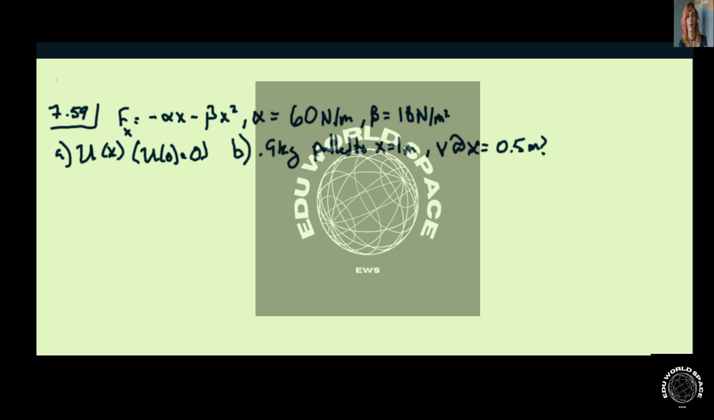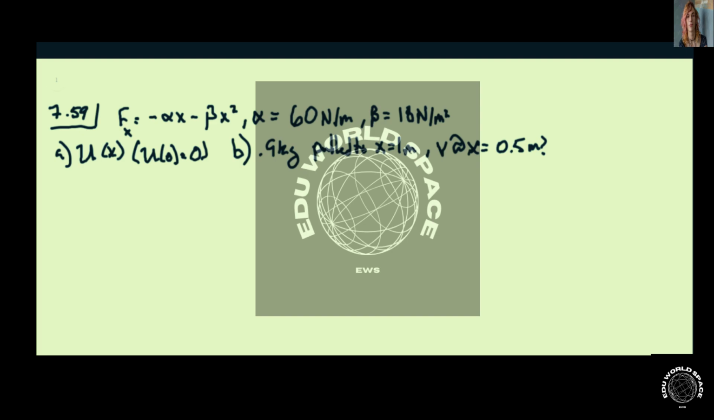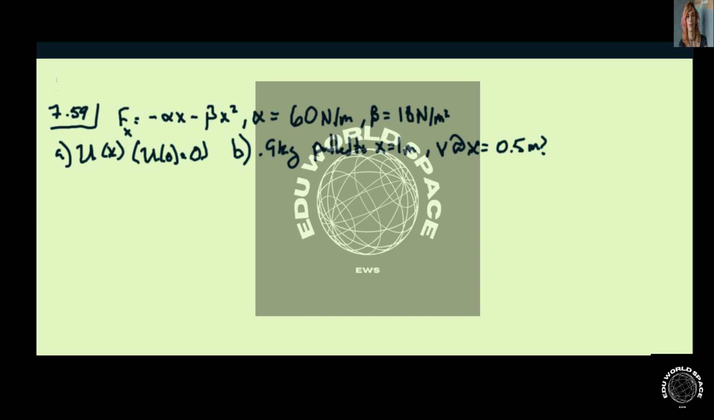Problem 7.59. We're told we have a spring that does not obey Hooke's law, but rather has an extra quadratic term in its force equation. These are the particular spring constants we have. And what we would like to do first is to get an expression for the potential energy in this spring with the initial condition, constant of integration, or whatever you like, that at zero compression or extension, the potential energy is zero.